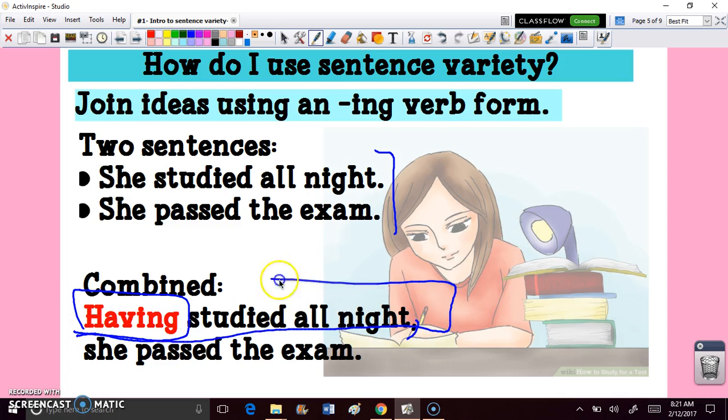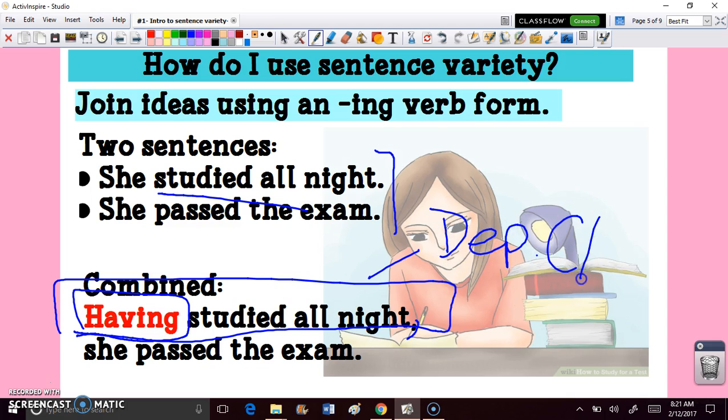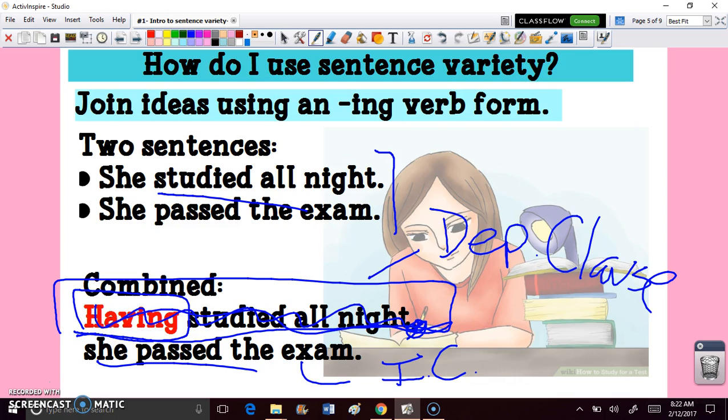Now, when I added that ing verb to the beginning of the sentence, I turned this first sentence into a dependent clause. By itself now, it cannot be a sentence because I added this word. So that means I had to team it up with the second sentence, which still is an independent clause. If I was to delete this, she passed the exam could still be a sentence by itself.